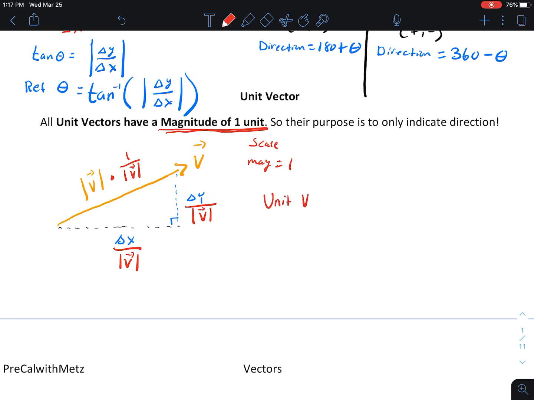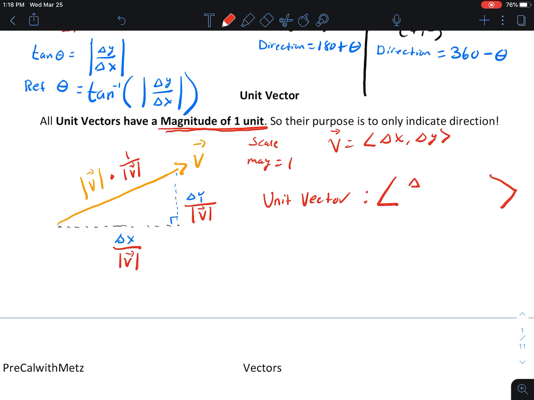Which means that for a unit vector, you're going to take the components of vector v. Vector v has components of change in x by change in y. And I'm going to divide those components by the magnitude of v. And that will give me my unit vector.